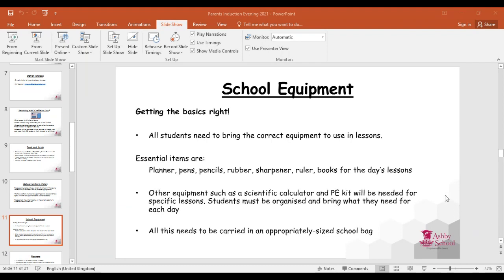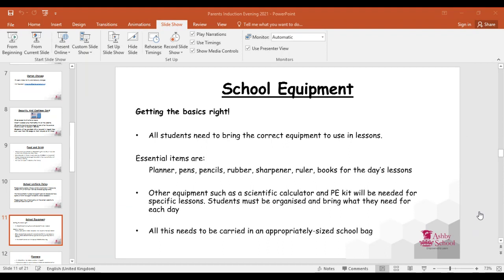On the first day, with regards to PE kit, obviously all 500 students bringing their PE kit would be a little bit ridiculous. So on the first day, until they get their timetable, we won't necessarily ask them to bring their PE kit, but on that first Thursday, we would definitely expect them to bring that PE kit once they've got their timetables and everything is ready to go for PE on that second day.